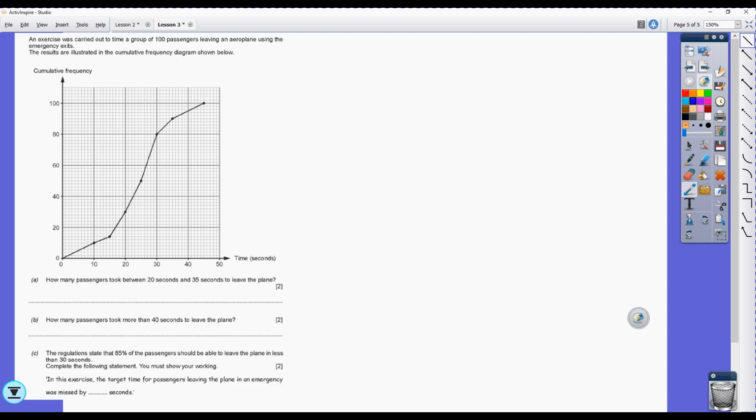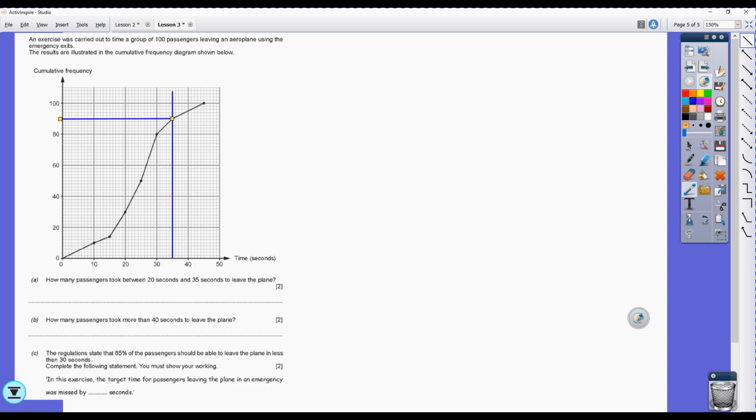So I can see how many people took less than 35 seconds. I can read that off the graph. All I've got to do is go across to 35. So this graph is nicely going up in 1, so I can just go 3, 4, 5. So if I go up to 35, so 35 seconds, it's actually exactly there.